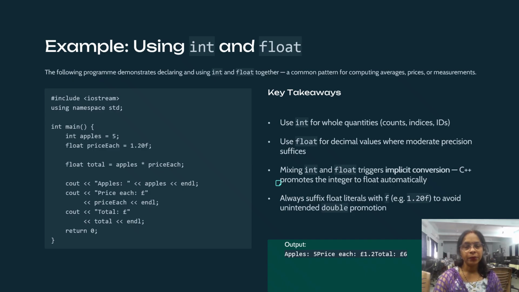So here we see that multiple data types are declared in this program, and we declare them according to our convenience so that the programs are easy and give the correct output. If we multiply in C++, the integer automatically converts to float. That is an implicit conversion. Key takeaway: use integers for whole quantities and use float for decimals. Integers and floats trigger implicit conversion, and integers are promoted to float automatically. Always suffix float literals with f, for example 1.20f, to avoid unintended double promotions.